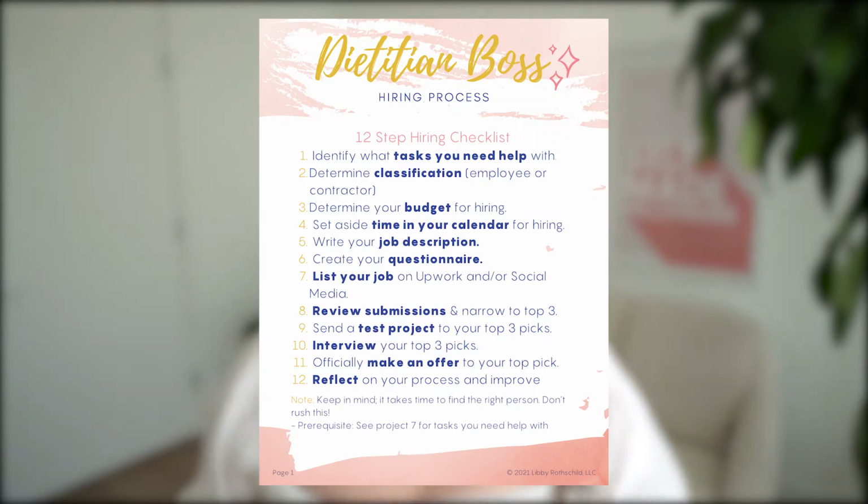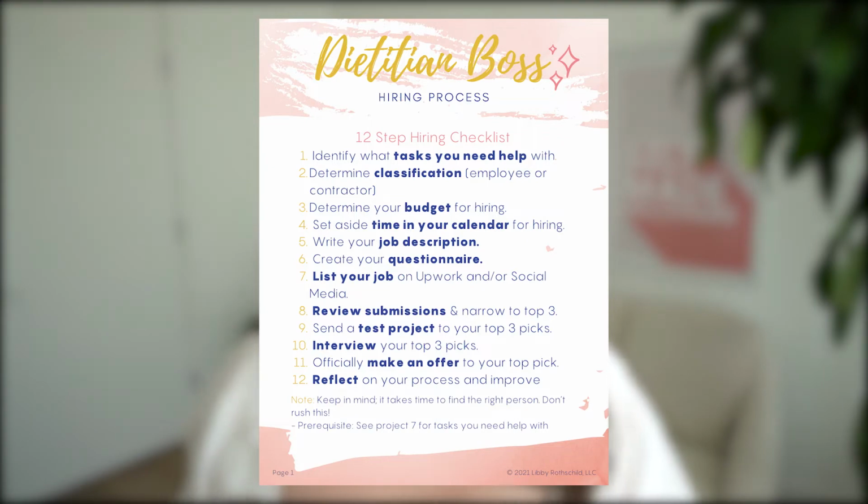Second step is determining the classification. This is a legal requirement. You're going to need to do your due diligence and check, does this person fall under an employee or a contractor based on what the government says based on where you live. Then you want to determine your budget and think about how much money you have to allocate towards the staff member. Fourth step would be setting aside time in your calendar, because this will take time and energy and some patience, maybe more than you had intended.